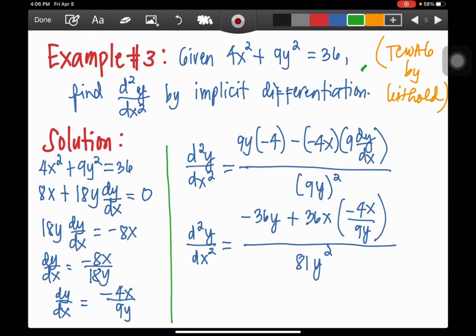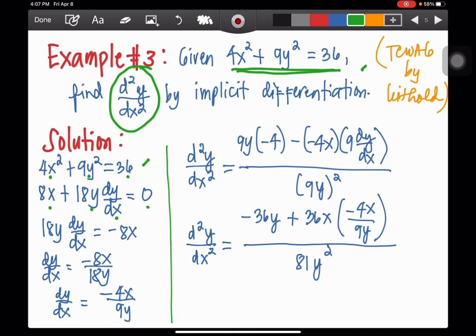Suppose that we are given 4x squared plus 9y squared equals 36. Then let's find the second derivative by implicit differentiation. Okay, that is d squared y over dx squared. So this is our given equation. So we have 4x squared plus 9y squared equals 36. The derivative of 4x squared is 8x and the derivative of 9y squared is 18y. And since we are differentiating y, we have dy/dx. The derivative of 36, a constant, is 0.